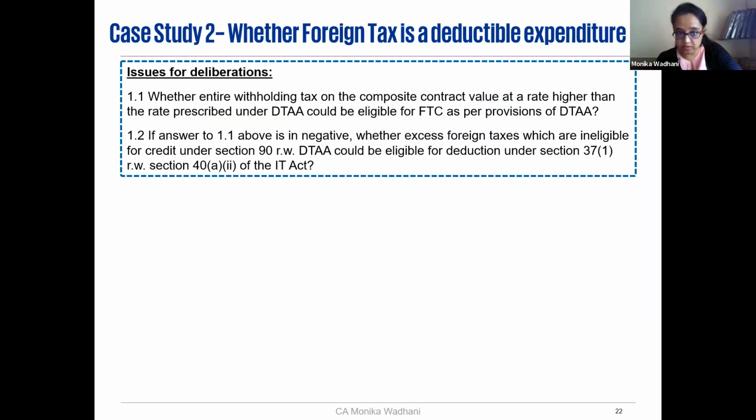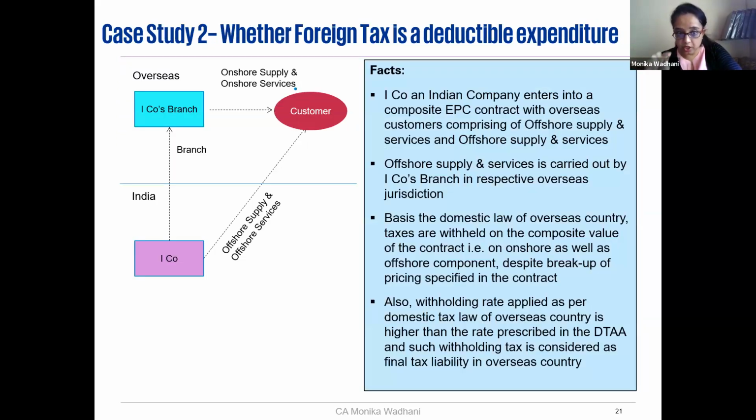So in this case, as far as offshore supply and offshore services are concerned, it is an Indian source income and not a foreign source income, and ideally it is not attributable to its branch in that overseas jurisdiction and therefore not taxable in the overseas jurisdiction in accordance with, say, Article 5 read with Article 7 of that particular treaty. So it is not a doubly taxed income.